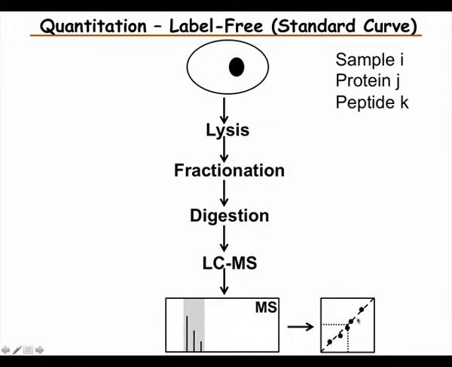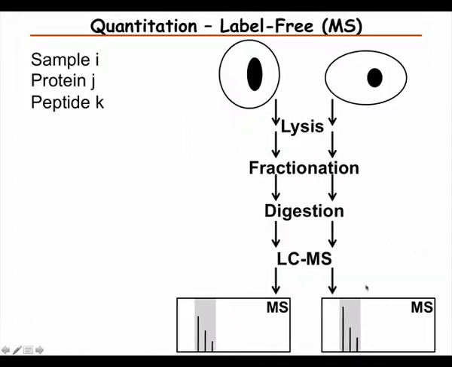But within there we have a linear range, and as long as we keep these conditions the same, we can measure subsequent samples and go in and determine the concentration from the intensity. But of course, this we can only do for a very limited number of peptides. And again, what we assume here is that we have this proportionality.